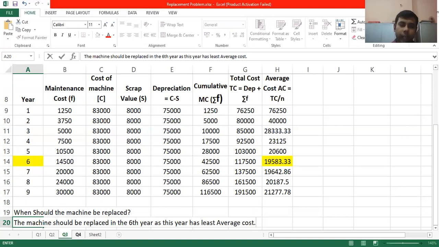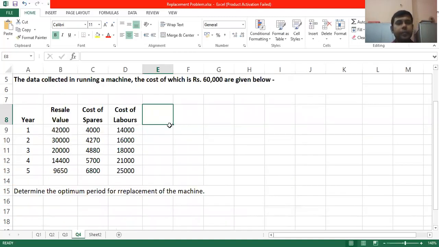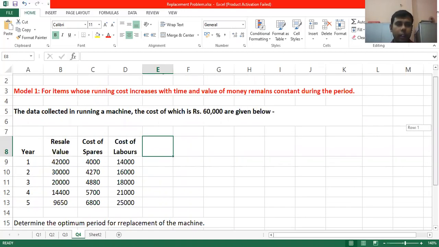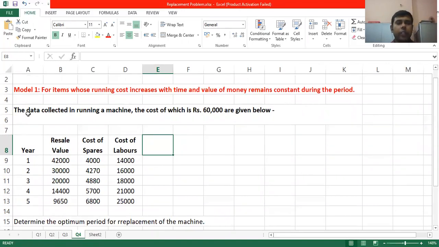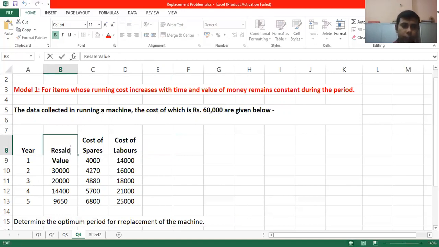Let us try to see another problem of a little different category. Category in the sense it will belong to model 1, but the information will be given a little different way. So see, the data collected in running a machine, the cost of which is rupees 60,000, are given below. Here for 5 years data has been given. It is the resale value. So we know resale is denoted as capital S.